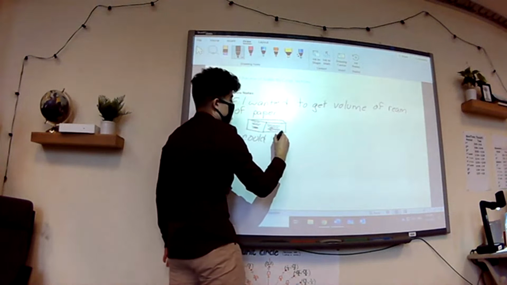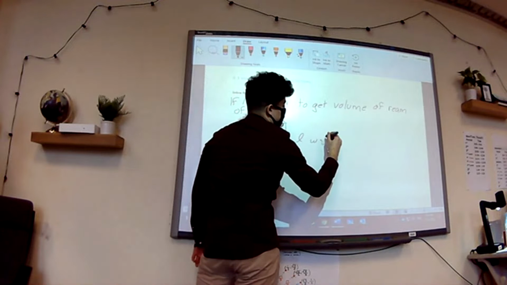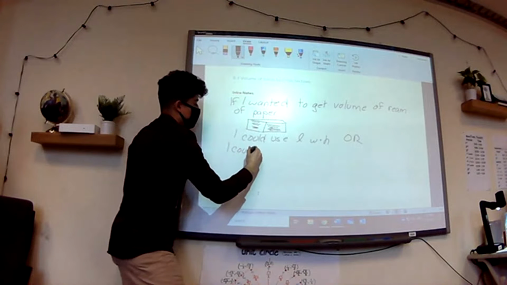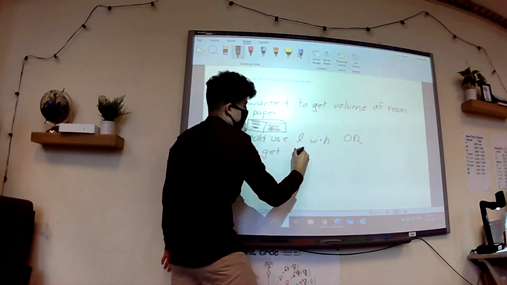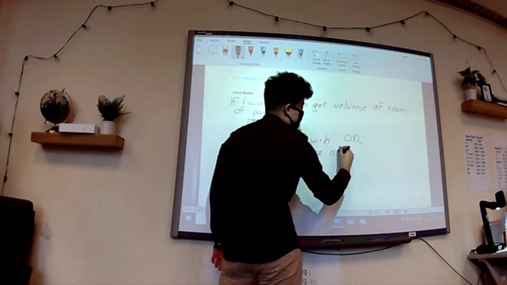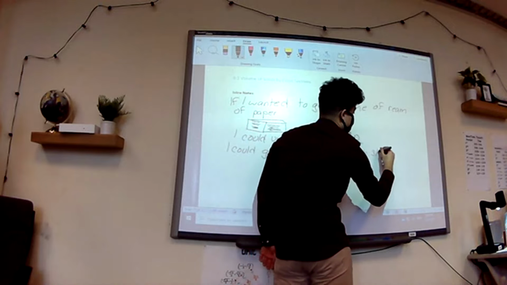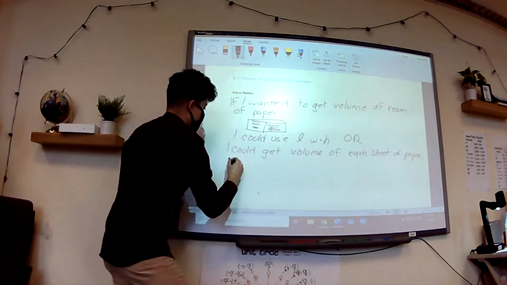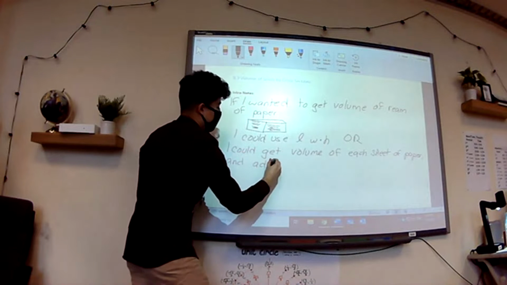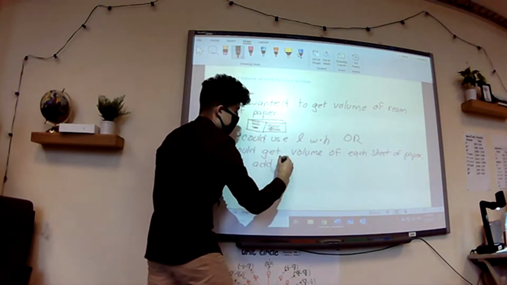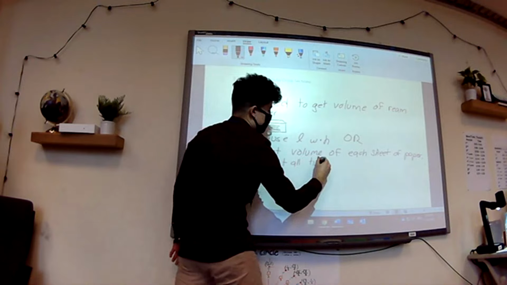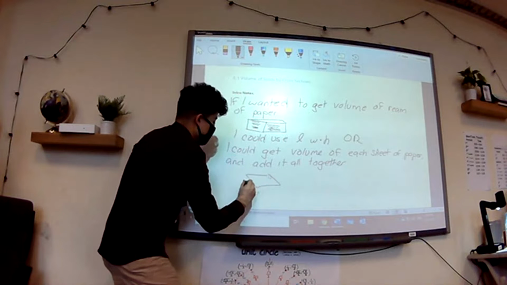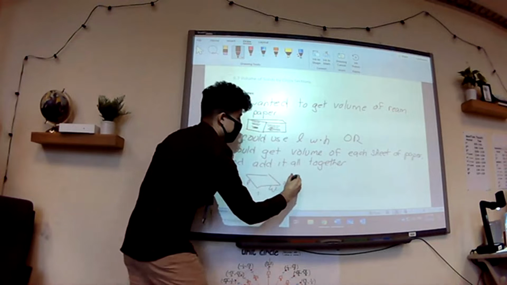I could use length times width times height, or I could get the volume of each sheet of paper and add it all together. So that would look something like length times width times tiny thickness.